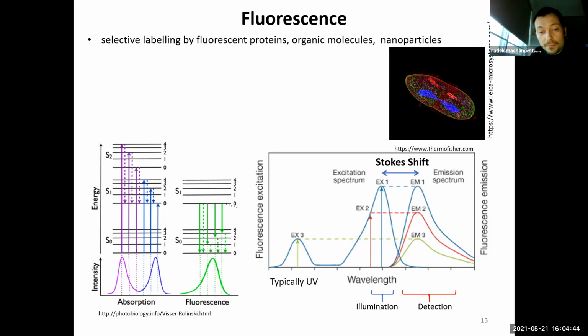And here are the diagrams which show what happens during fluorescence. Don't worry too much, we don't need all the details of it. But what happens is that the molecule absorbs a photon, so the energy of the molecule increases. It receives the energy from the photon.